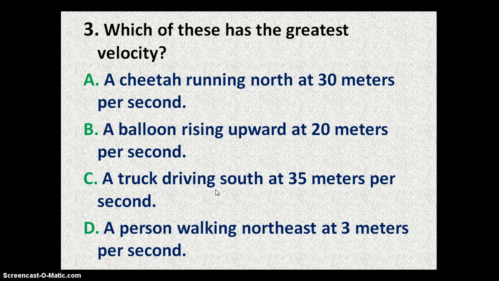Now try this. Number 3, which of these has the greatest velocity? And you have this question on your paper. A, a cheetah running north at 30 meters per second. B, a balloon rising upward at 20 meters per second. C, a truck driving south at 35 meters per second. Or D, a person walking northeast at 3 meters per second. Go ahead and pause to answer your question.